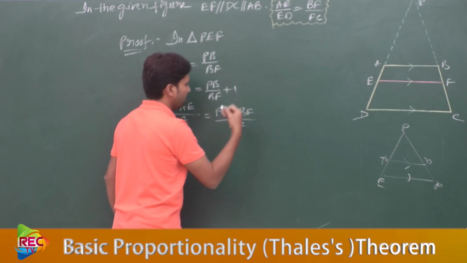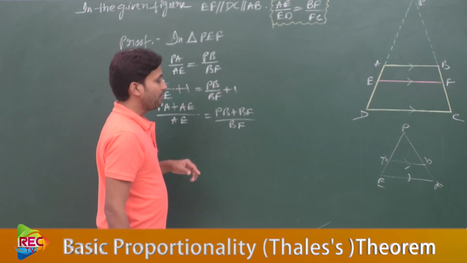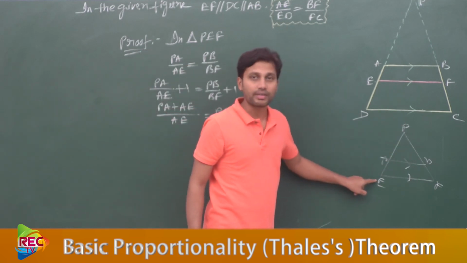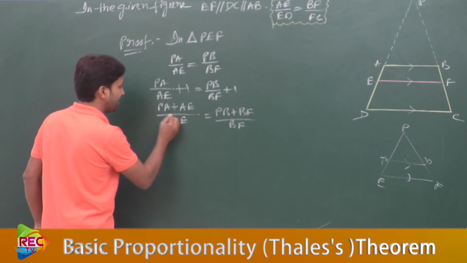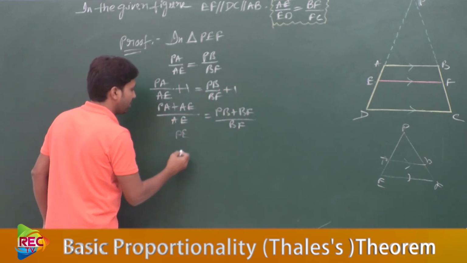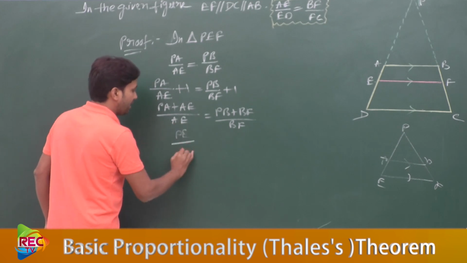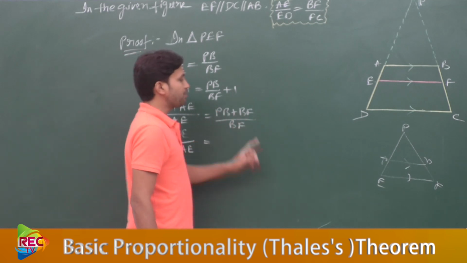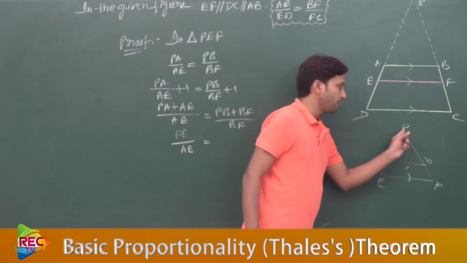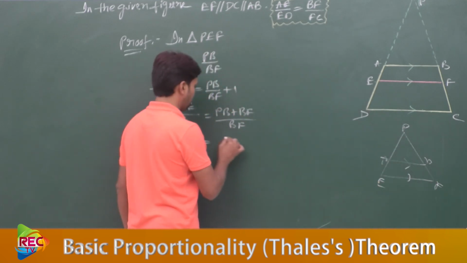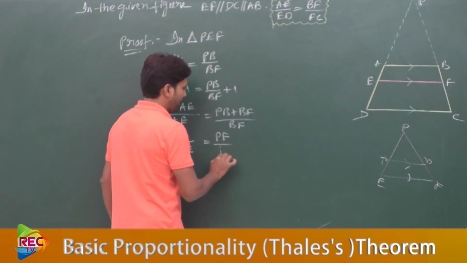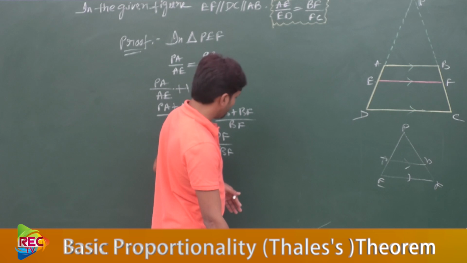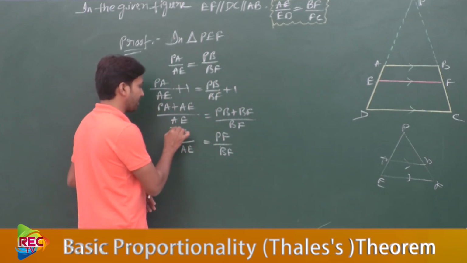Now tell me, PA plus AE, what does it give? PE or not? Exactly. We can write here PE by AE equal to PB plus BF. What is that? PB plus BF is PF. So PF by BF. So we obtained a proportionality relation over here. Let us put it aside.